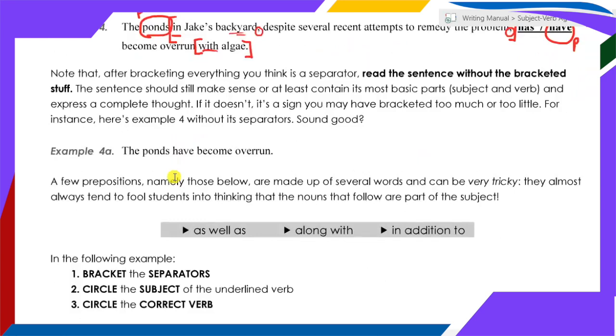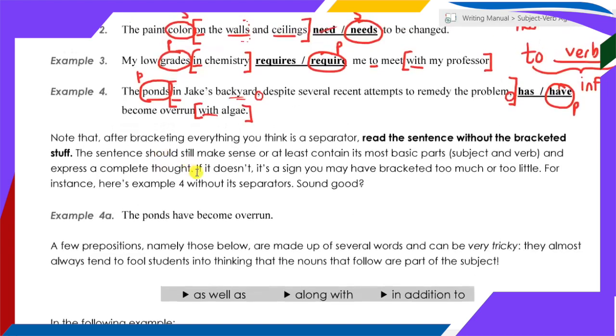Now, hopefully this point is obvious, but if it's not, let me just go over it real quickly. After you bracket your separators, you do want to make sure that you read through the sentence without the separators, so that you make sure everything makes sense. If you read through your sentence without your separators and something doesn't sound right, in other words, it sounds like you're missing a subject or missing a verb, or something doesn't transition nicely, it might be a sign that you have not bracketed enough, or that you have bracketed too much. In other words, you've gotten your bracketing wrong, you've gotten your separators wrong.